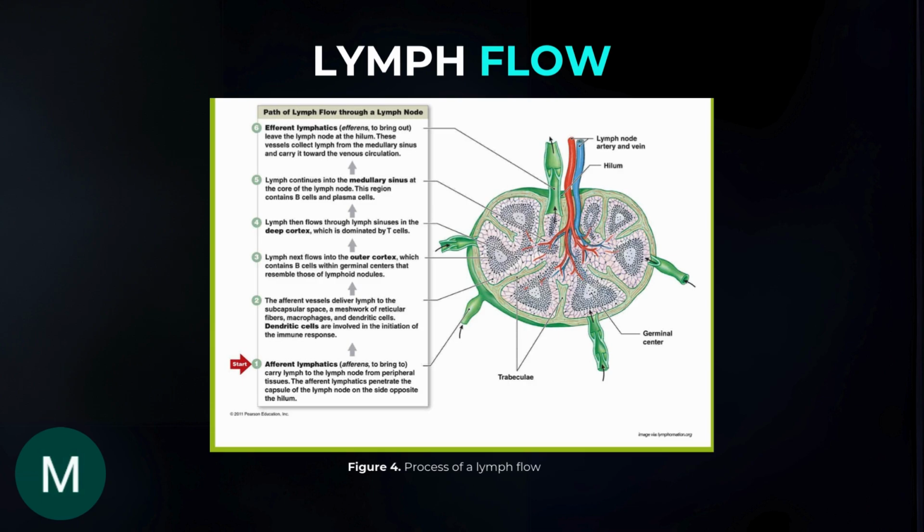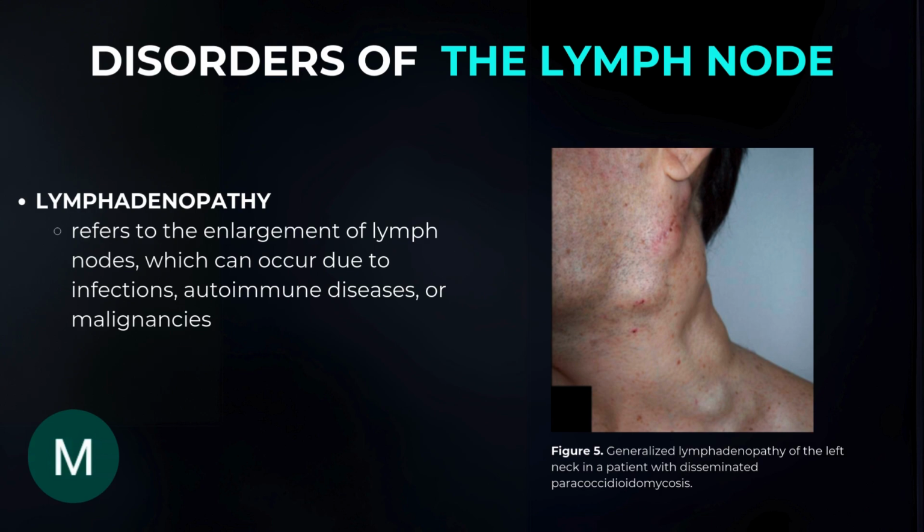Next are the various diseases of lymph nodes, which can affect their ability to function properly and impact our overall health. First is lymphadenopathy, which refers to the enlargement of lymph nodes, which can occur due to infections, autoimmune diseases, or malignancies. And remember, common examples of these include strep throat, mononucleosis, and tuberculosis.